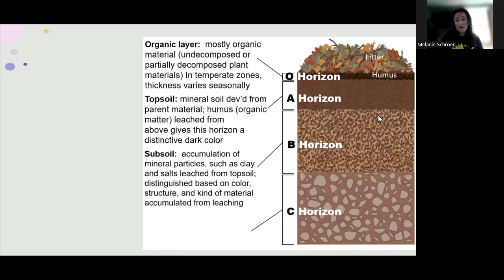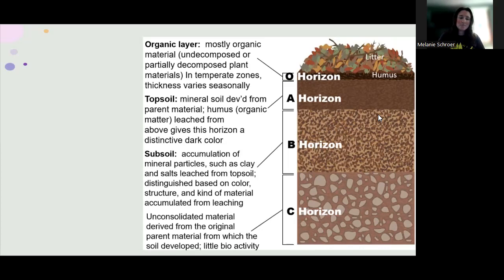Next is the B horizon, sometimes called the subsoil. This is where a lot of mineral particles have accumulated. It is, again, distinguished based on color, and a lot of the nutrients from farther above leach down into this layer, and they are stored there depending on how much clay is in the soil, and we'll get to that soon.